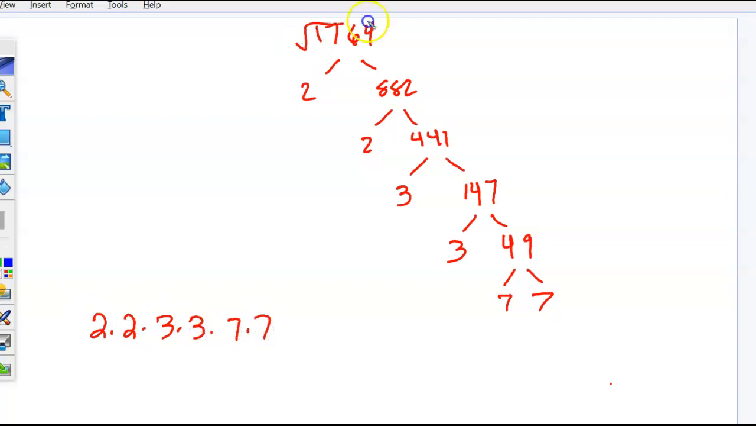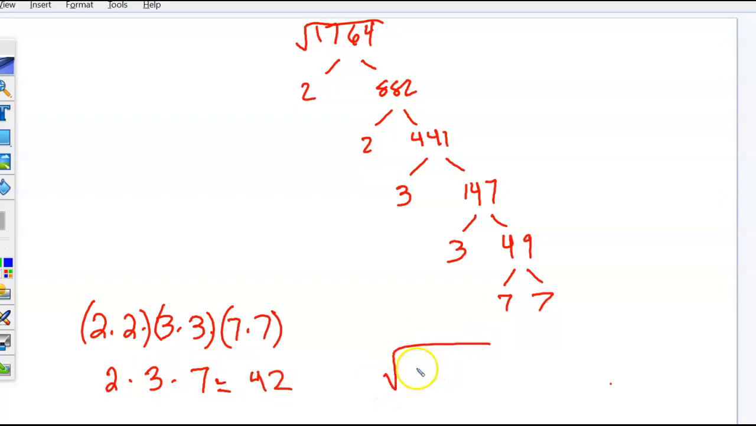And we're looking for the square root of 1764. So we want to group our factors in pairs, and for every pair, we can bring out 1. So it's going to be 2 times 3 times 7, which equals 42. Therefore, the square root of 1764 is equal to 42. And yes, you could check that on your calculator by taking the square root of 1764, and you will in fact get an answer of 42.